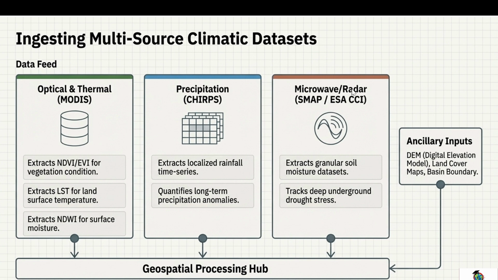And also microwave or radar data. From here, we can easily get the SMAP soil moisture data. We extract the granular soil moisture dataset and track the deep underground root stress from SMAP. So this type of sensor, mainly MODIS, then CHIRPS, and also SMAP, mainly microwave radar, we also use. You can also use some ancillary data inputs, for example DEM or topography data, digital elevation model, or land cover maps, or basin boundary. We also use these for the geospatial processing hub.